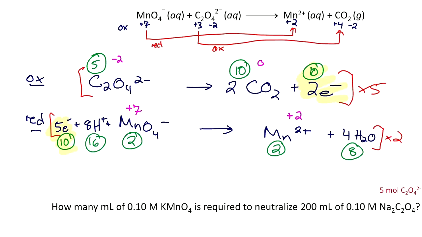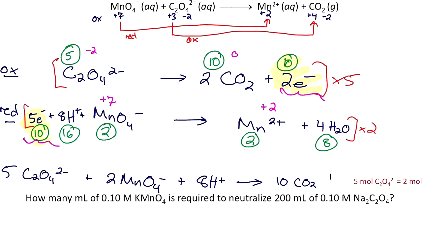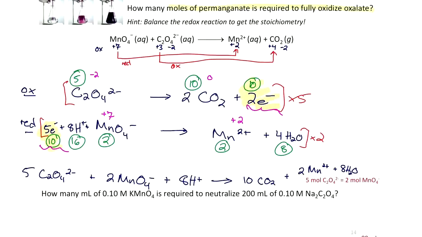So the full balanced chemical reaction is 5C2O4, so that's our oxalate, plus 2 permanganates. Oops, don't forget the coefficients. 2 permanganates plus 8 H pluses. And remember, these electrons are canceling, so I'm not even going to bother writing them. Next, we have 10 CO2s, 2 manganese, 2 pluses, and 8 waters. There's our balanced chemical reaction.